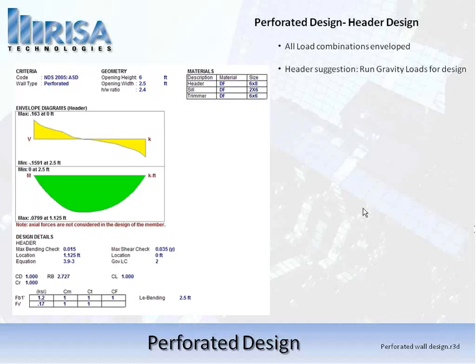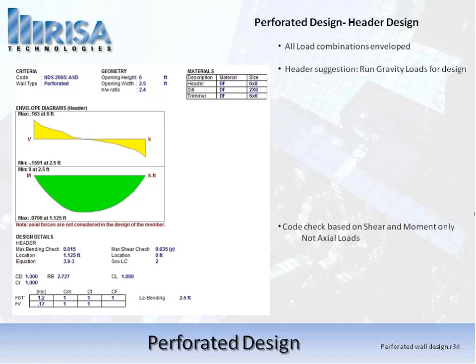So again, batching a solution for just gravity loads in order to get a shear and moment diagram that looks similar to this. I can show you what it looks like if we run all the load combinations here, and we'll see that in a second. But I think this is a pretty good suggestion of what you'd want to do.